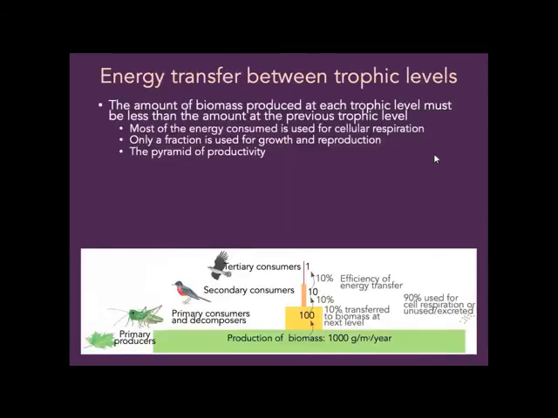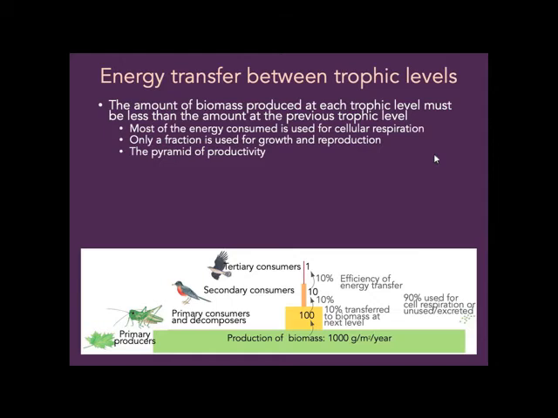Thank you. All right, let's talk about the amount of energy that is transferred between each of the trophic levels, right? So I already told you that energy transfer is kind of leaky, and every time something eats something else, it gets some of the energy and some of the energy is lost, okay? So we know that the amount of biomass produced at each trophic level is going to be less than the amount at the previous trophic level. And we know that most of the energy that each of the consumers are using is used for cellular respiration, right? Making the ATP to make our cells work. So there's only a little bit left over for growth and reproduction.